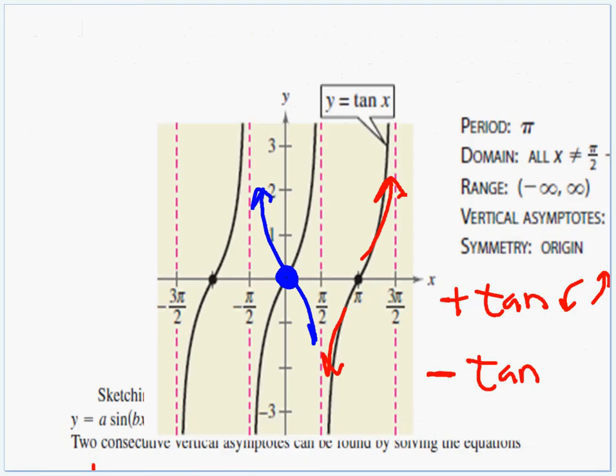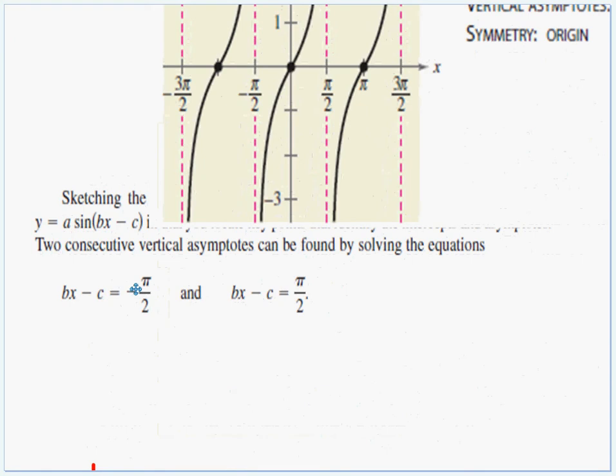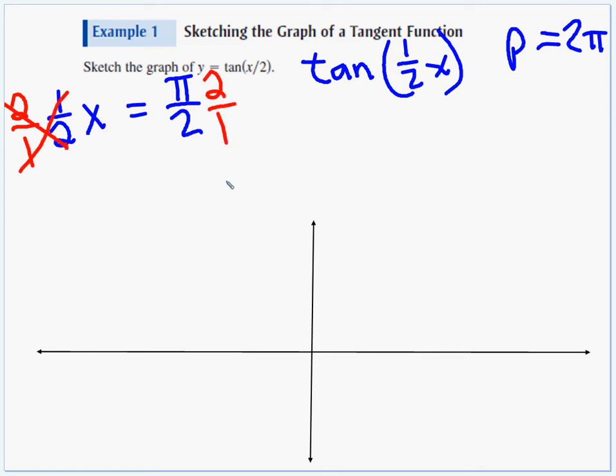Now we could go back to here, and we could set bx minus c equal to negative a half pi and set it equal to positive a half pi. And if we do that, we're going to get 1/2 x equals, let's do the positive one first, pi over 2. How do you get rid of this 1/2? We divide by a half, or we could multiply by 2 over 1, so they cancel. So we multiply this side by 2 over 1, and we get one of our asymptotes is going to be at positive pi.